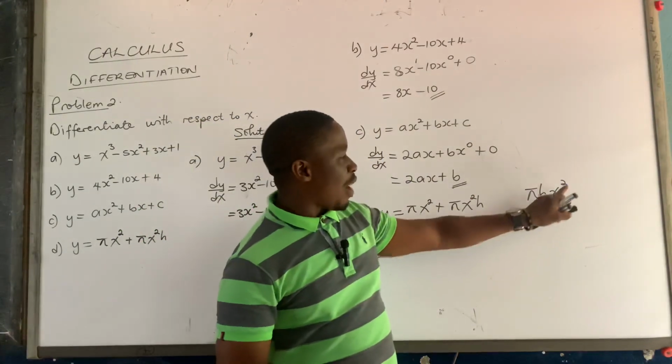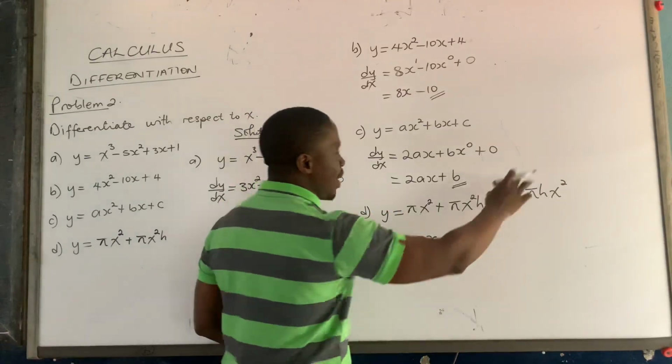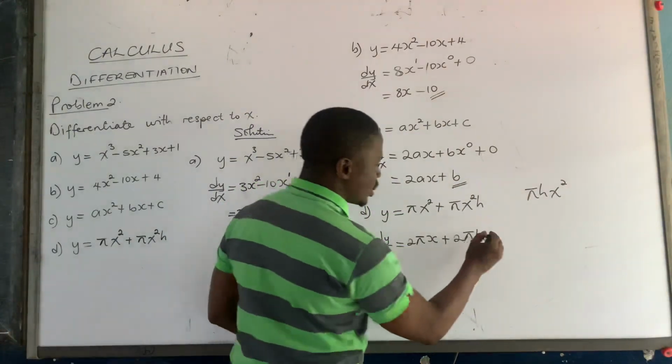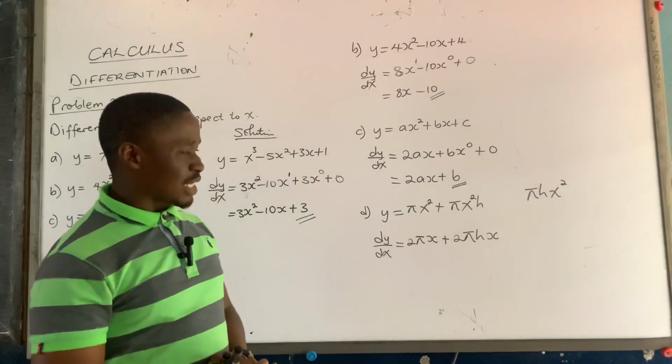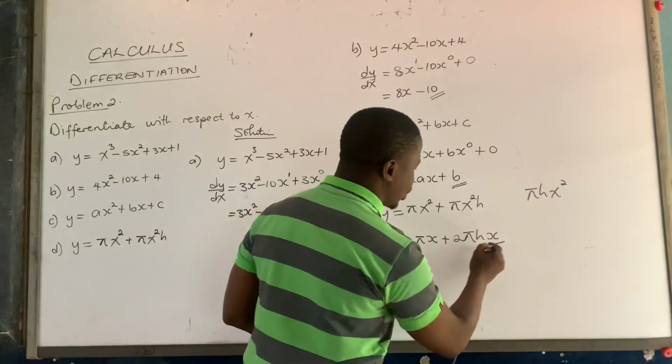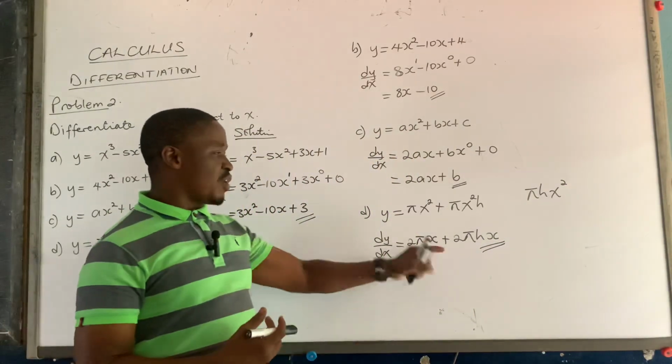The power is 2, so we say minus 1. When we say minus 1, what will remain? 1. So we say x with a power of 1. We don't write that power. So this is what we get as the first derivative, the differential function.